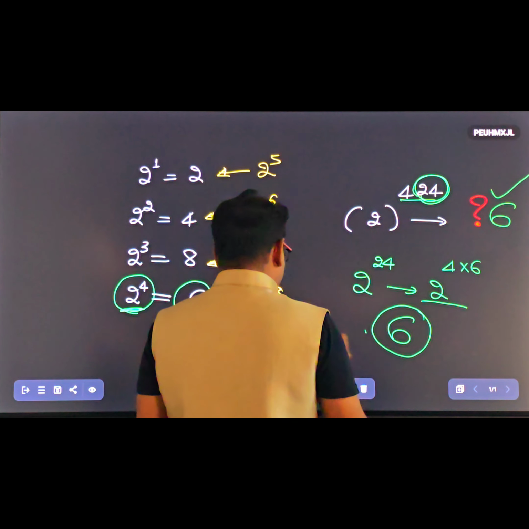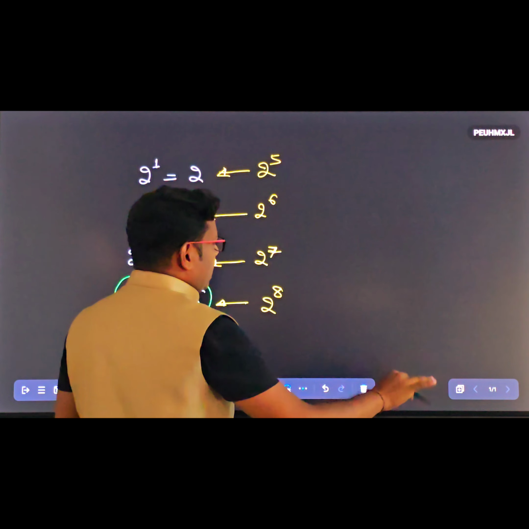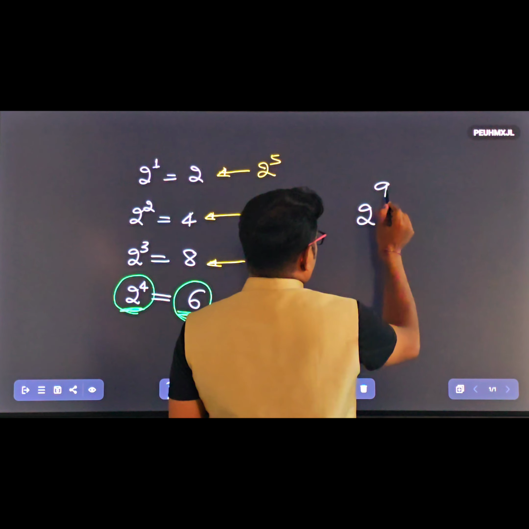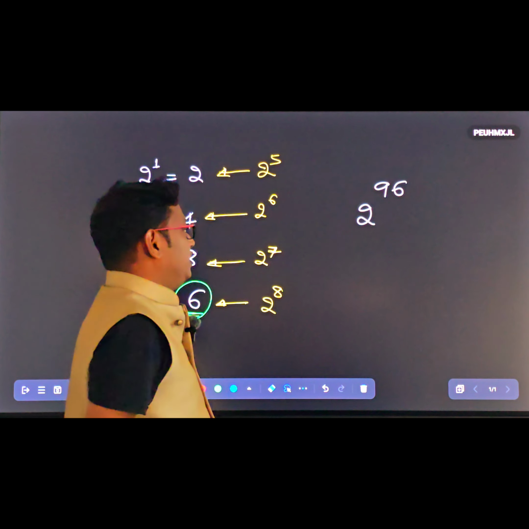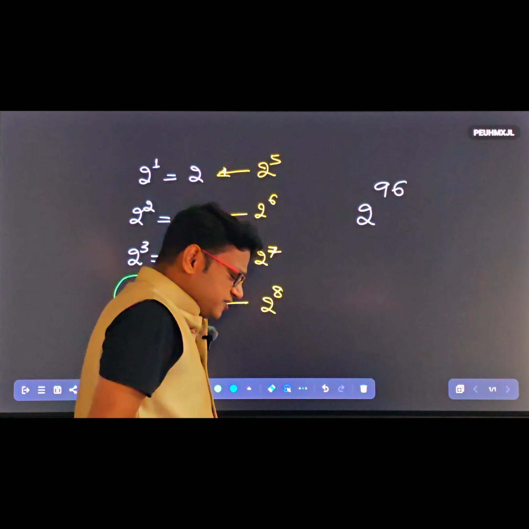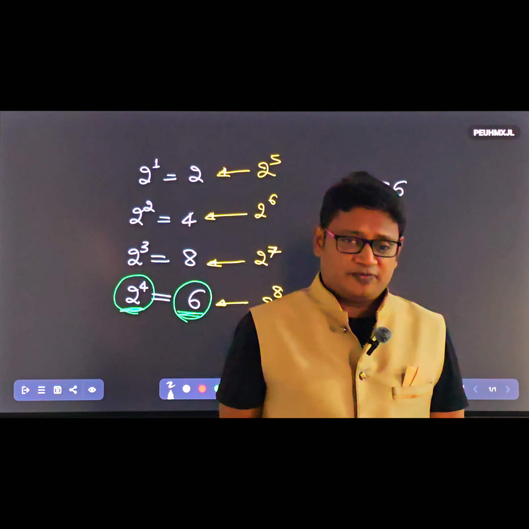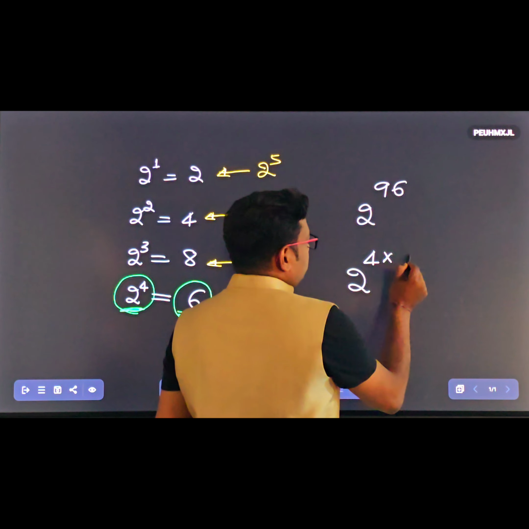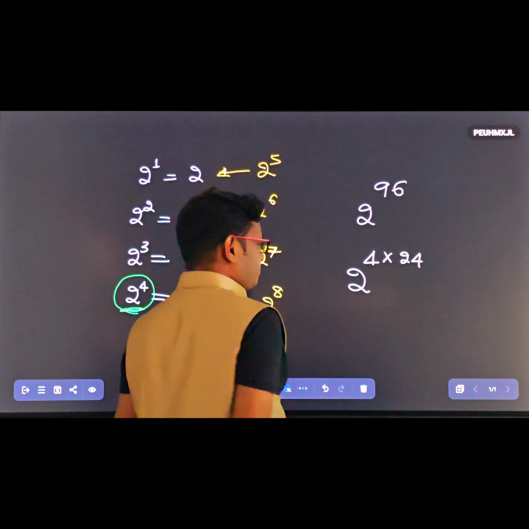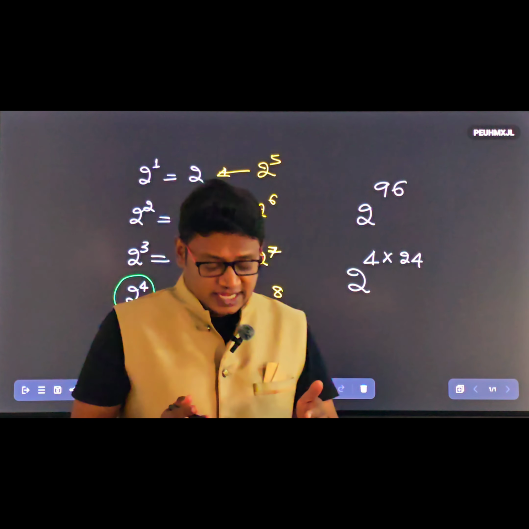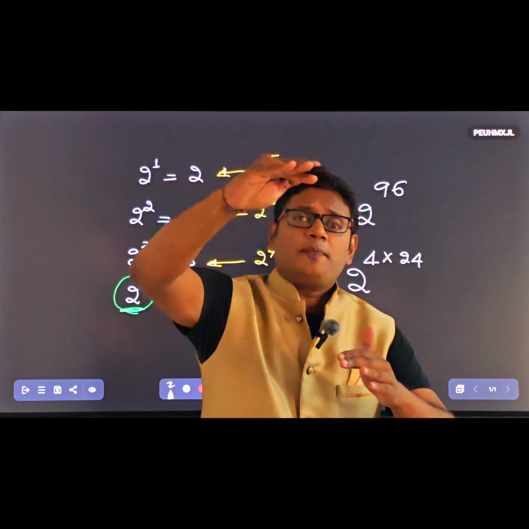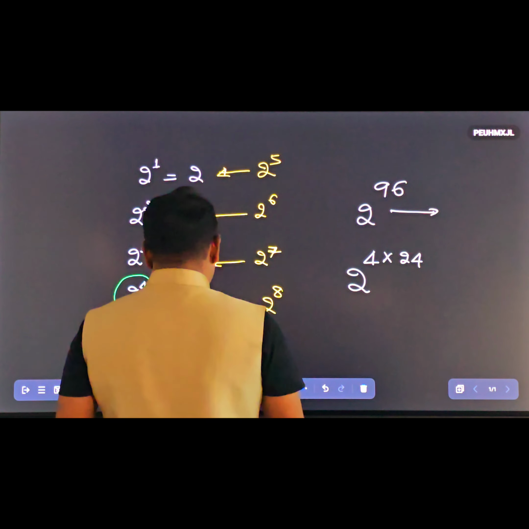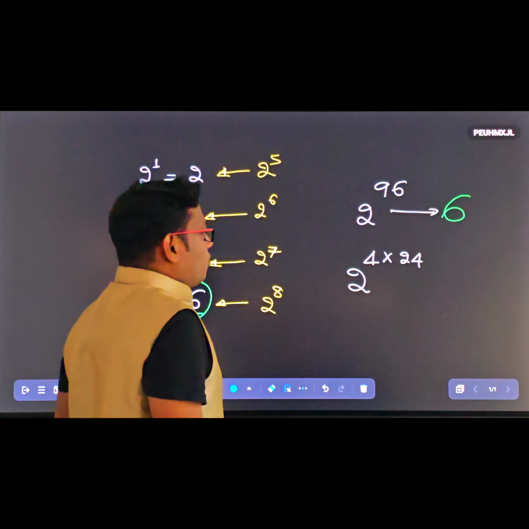If you understand the concept, you can solve any question in fractions of a second. 2 to the power of 96. See, 96 is divisible by 4, yes or no? Yes, it is divisible by 4. This can be written as 2 to the power of 4 into 24; 4 twos is 8, 4 fours is 16. 2 power 4 units digit is 6, and 2 power 4 multiplied by anything, the unit digit is 6. So what is the answer for this question? The units digit is 6, my dear friends. See how quickly we are doing.